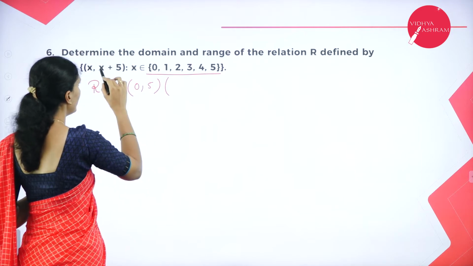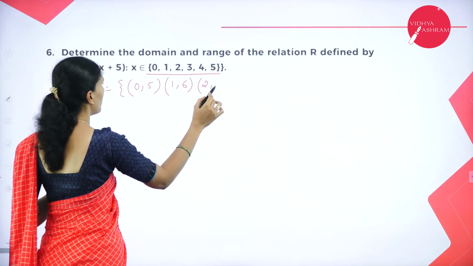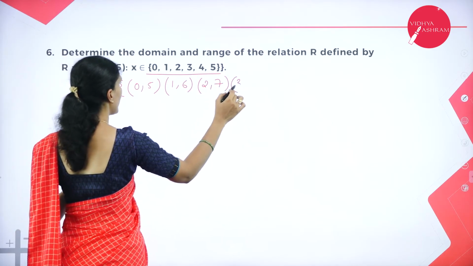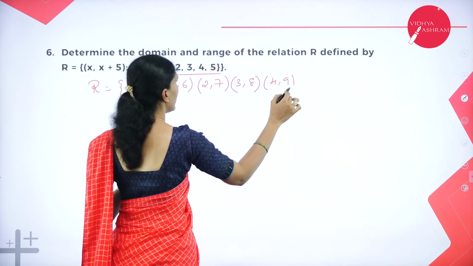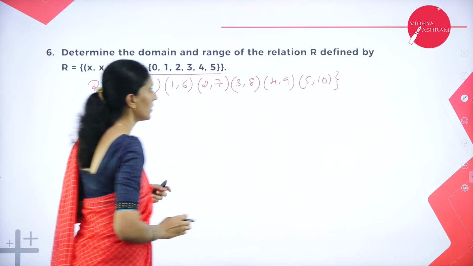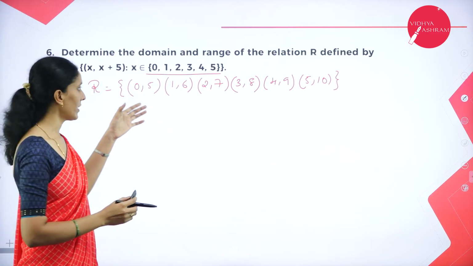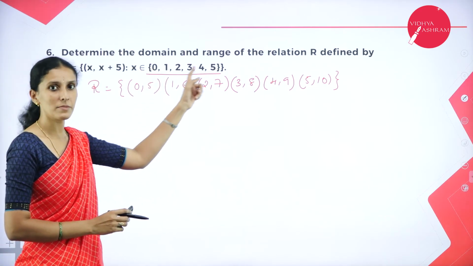So if you put 1, 1 plus 5 is 6. If you put 2, 2 plus 5 is 7. If you put 3, 3 plus 5 is 8. Then you have (4, 9) and (5, 10). Since the set is not given here because A is not defined, only the value of x must be taken from 0 to 5.